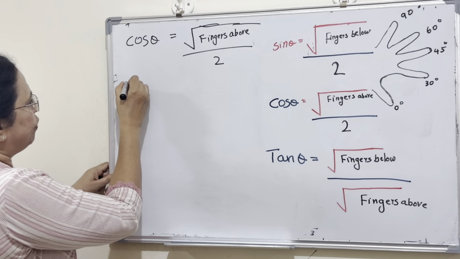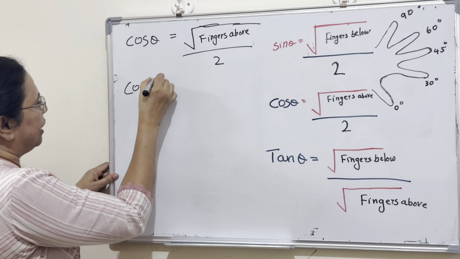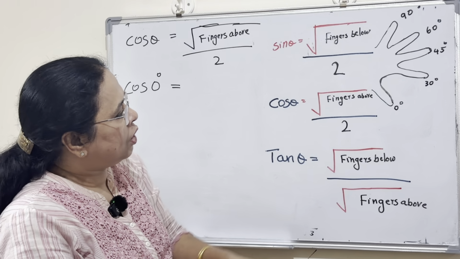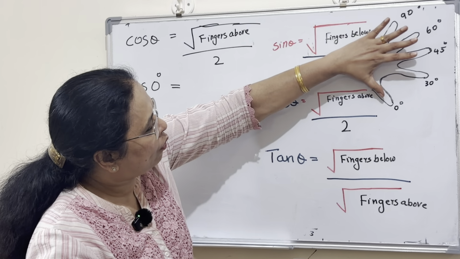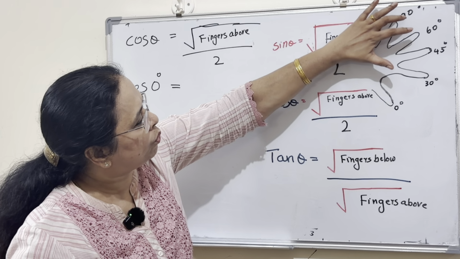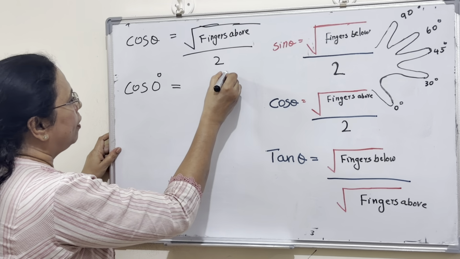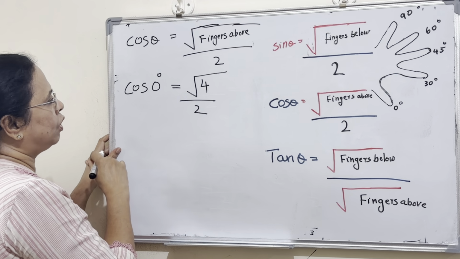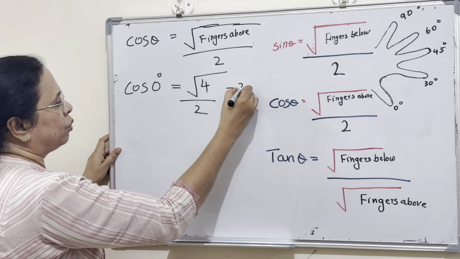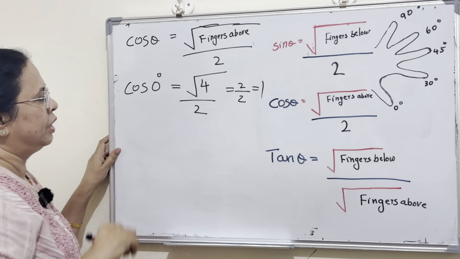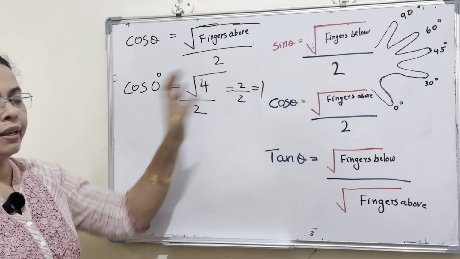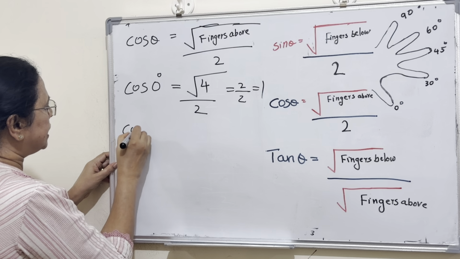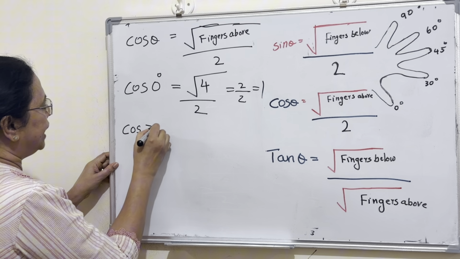So let us go for cosine of angle 0 degree. How much? 0 degree is this one, thumb, right? So how many fingers are above thumb? 4. 1, 2, 3, 4. So I have to put that 4 fingers above divided by 2. So root of 4, how much? 2. 2 divided by 2 comes 1. So what is cosine of 0 degree? That is 1. Easily we got. Then we can go for cosine of angle 30 degree.